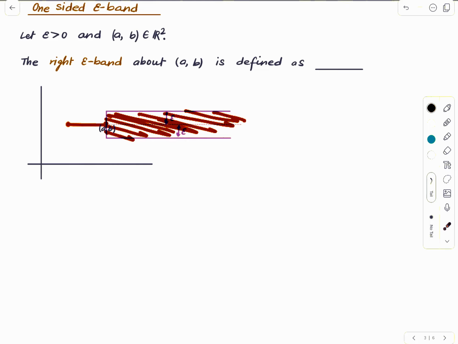To the left of the point, nothing. We don't include anything. We include this open segment, meaning we do not include the endpoints, but we include this much. And we include everything that is between the two lines and to the right of this. It will be clear when I write the formal definition.